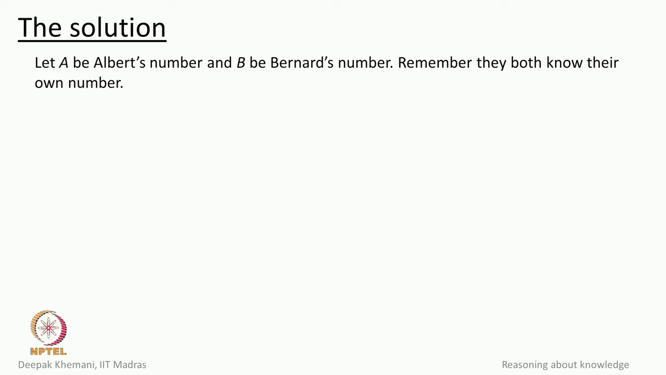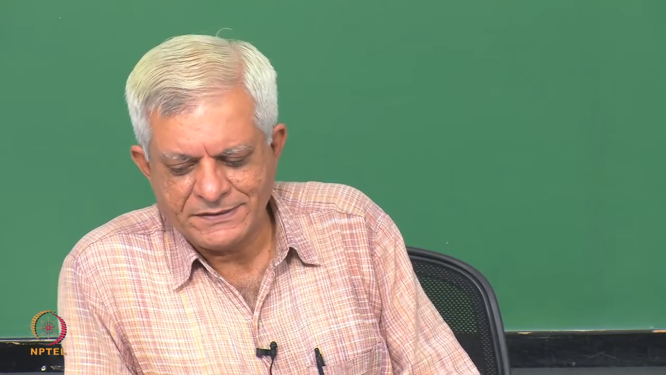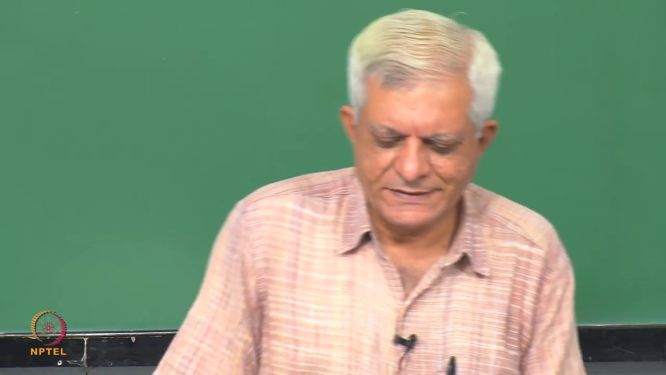I will give you another puzzle to solve for yourself. Let us look at this answer right now. Let A be Albert's number and B be Bernard's number, and remember they both know their own number, they do not know the other person's number. And then Cheryl says that I am giving you two different numbers starting with 0, the lowest is 0, natural numbers you might say, and you have to tell me who has a larger number.